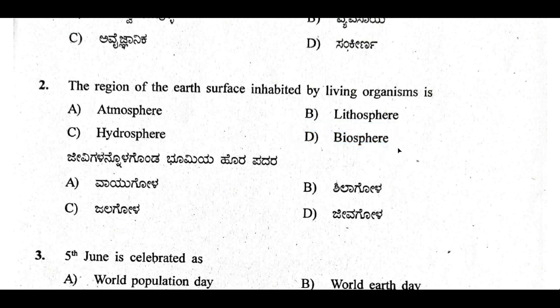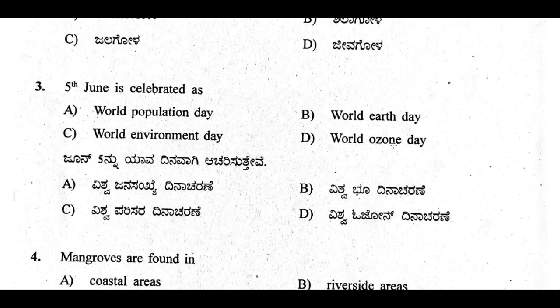Coming to the third question, again an easy question. 5th June is celebrated as option A, World Population Day, option B, World Earth Day, option C, World Environment Day, option D, World Ozone Day. We know that World Population Day is celebrated on 11th July, World Earth Day on 22nd April, and World Ozone Day on 16th September every year. So therefore, option C, World Environment Day, is celebrated on the 5th June every year to remind people to save nature and the earth by stopping their non-environmental friendly activities.